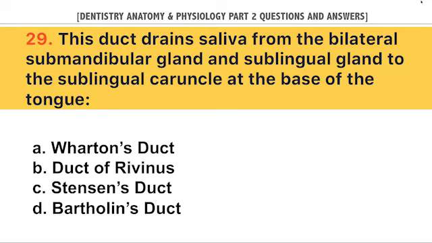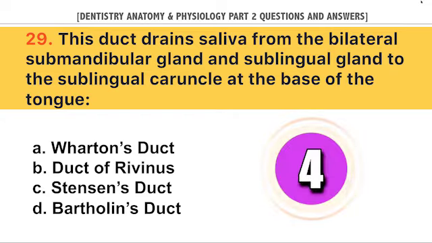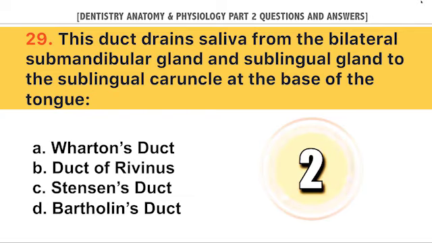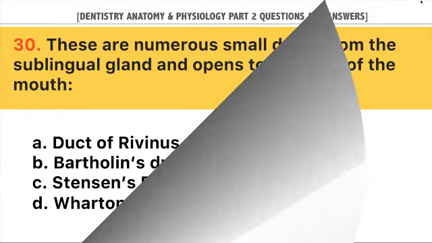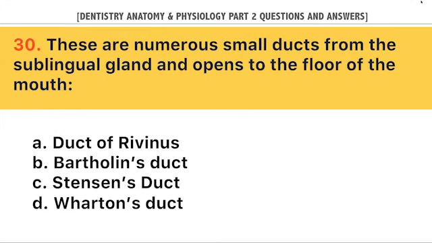This duct drains saliva from the bilateral submandibular gland and sublingual gland to the sublingual caruncle at the base of the tongue. A. Wharton's duct, B. Duct of Rivinus, C. Stenson's duct, D. Bartholin's duct. Answer A. Wharton's duct.